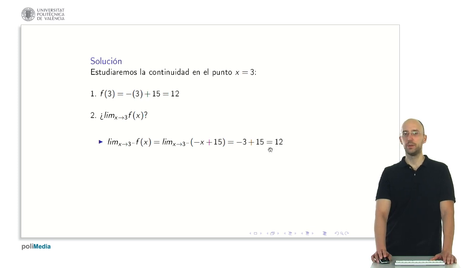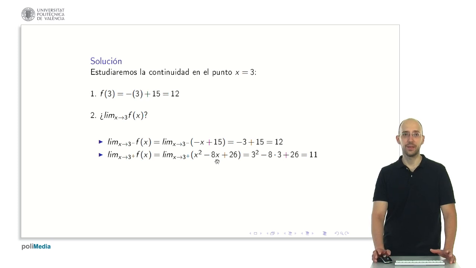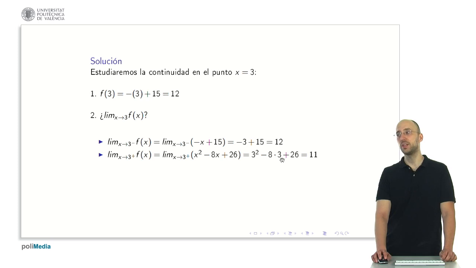Good, we have one limit. Calculate it as I approach 3 from the left. How much is the limit when I approach 3 from the right of the function? We do exactly the same thing, but now we substitute the function for the corresponding expression that makes sense to the right of 3. In this case, it is x squared minus 8x plus 26. We substitute 3 in each of the values of x and get 3 squared minus 8 by 3 plus 26. The answer is 11. So, this limit does not exist because on one side it gives us 12 and on the other side it provides 11. They are different values, the limit does not exist.